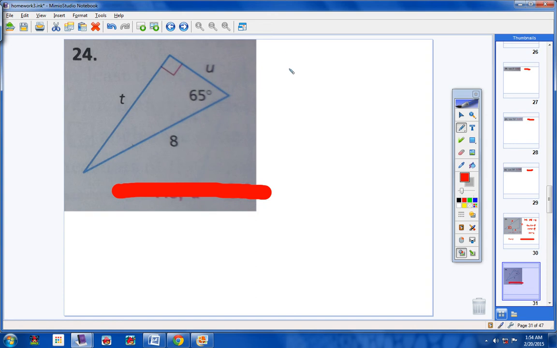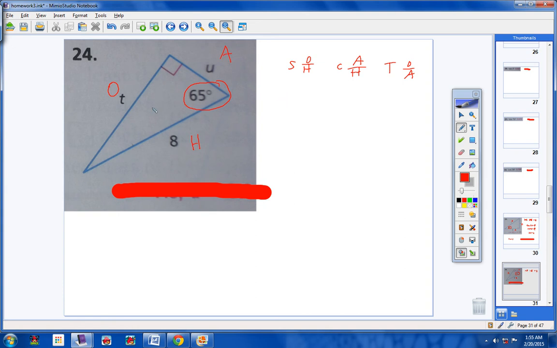And so here we go. Sine is opposite over hypotenuse. Cosine is adjacent over hypotenuse. And tangent is opposite over adjacent. Okay? Now, let's come over here and circle our angle that we're dealing with. And let's label our sides. Straight across is opposite. Straight across from the right angle is hypotenuse. And U is adjacent.